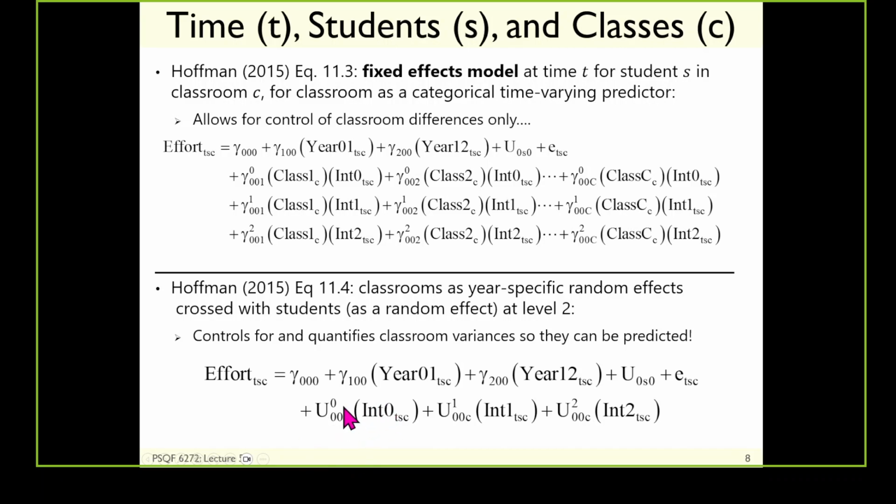Alternatively, the bottom model is treating classrooms as a random effect, which would allow you to predict classroom differences at year 0, at year 1, and year 2 as 3 separate random intercepts. And in my case, I was able to put them on 3 different random statements because it was different classrooms in each year, so I didn't have to worry about them being correlated. If they're correlated, that's another ball of wax.